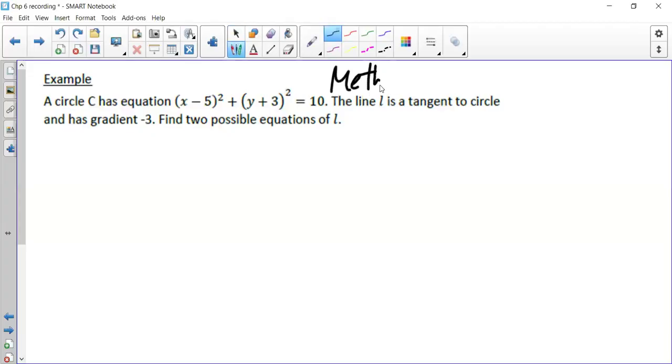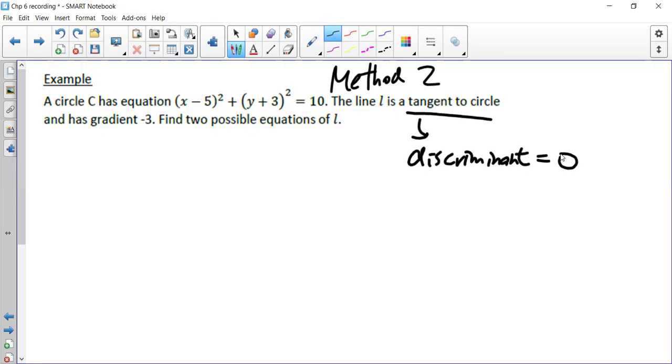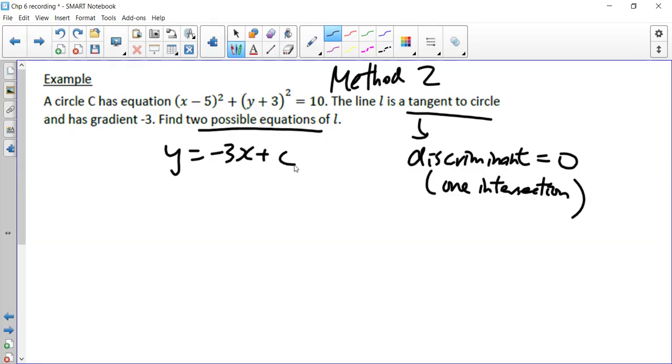So method number 2, same question, is about using the discriminant. Where does this discriminant come from? Tangent to a circle. Tangent means the discriminant equals 0. Why? Because tangent means only one intersection point. Therefore, discriminant equals 0, so we can use this information. How do we do that? First of all, we know this equation has y equals minus 3x plus c because of the gradient minus 3.